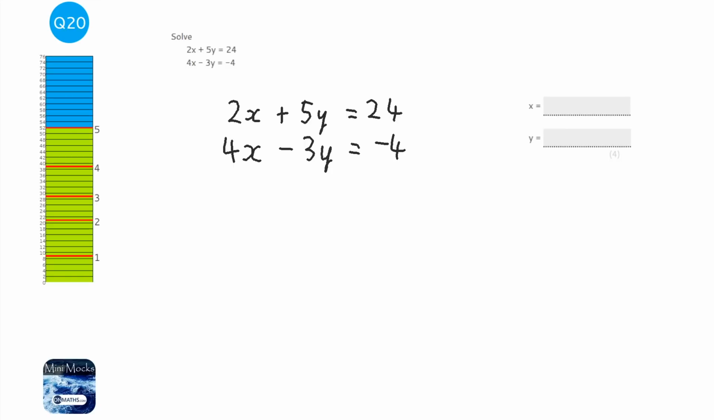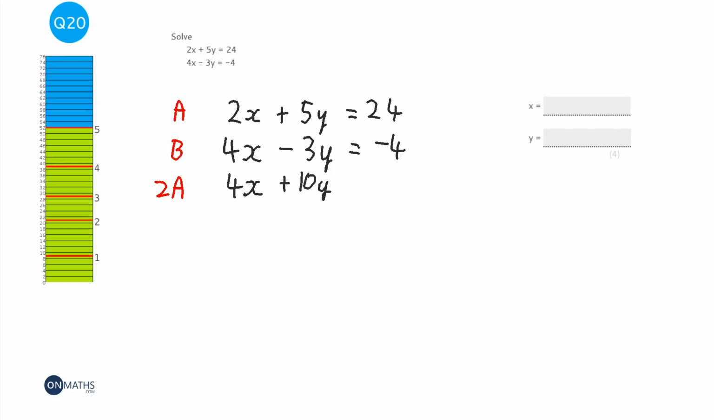Now looking at this, and I'm going to label these A and B. Looking at this, if I double A, then the x's would become the same because they both have a coefficient of 4. So what I'm going to do now is write 2A. So I'm going to double everything in A. So double the 2x to make 4x to make the x's the same. Double the 5 before the y, so that's 10y now. And double the 24 to make 48.